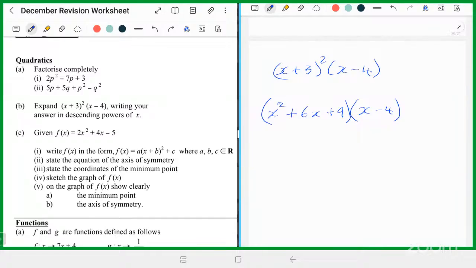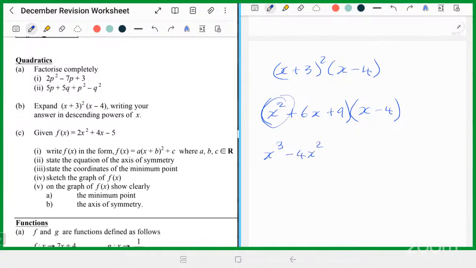Alright, so it's this times this and then this times that, right? We're doing those two first. So it's going to be x cubed. We'll do this times this. X squared times x is x cubed. Then x squared times minus 4 is negative 4x squared. Minus 4x squared. So we have used this already.